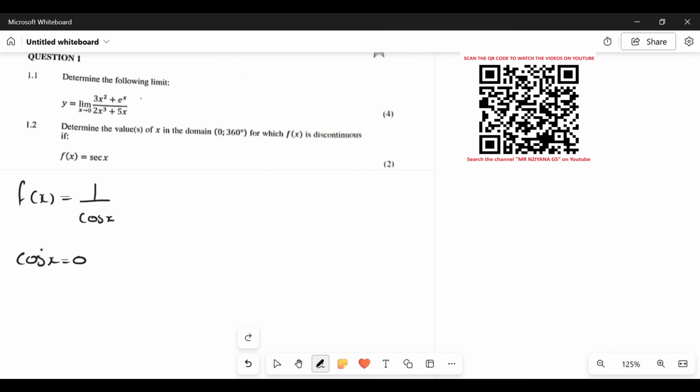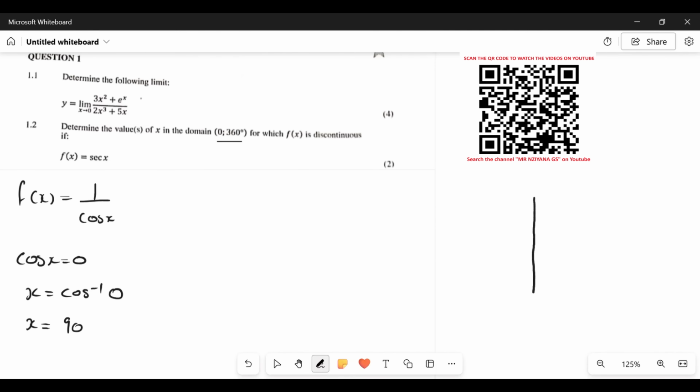This is so simple, guys. You're going to transpose our cos to the right hand side. When you transpose cos to the right hand side, it's going to become arc cos 0. Guys, arc cos 0 is not cos to the power of -1. You press shift, then you press cos, then you will have arc cos 0. So arc cos 0, I am getting 90 degrees. Now, 90 degrees is not the only one that we're supposed to get. Remember, our domain is given to us from 0 to 360.